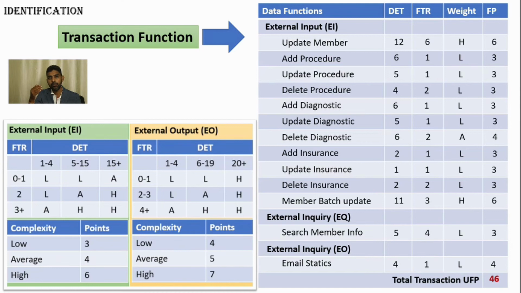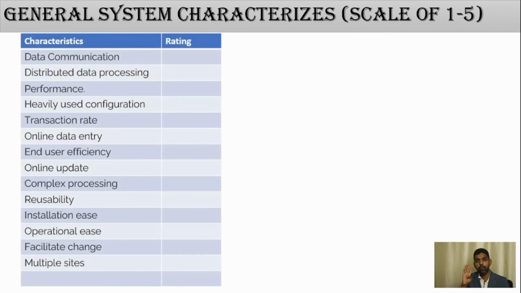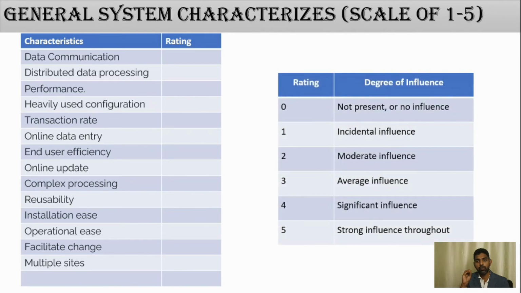The reason I am saying unadjusted is because there are some non-functional requirements that have to be added, which I will be showcasing in the next slides. General system characteristics: there are 14 general system characteristics that the ISO has come up with, which we need to scale on a rating of 0 to 5. Let's say data communication. Yes, we need to take care of it. And what is its degree of influence? It's 3. Maybe it might be a 5 based on the requirement.